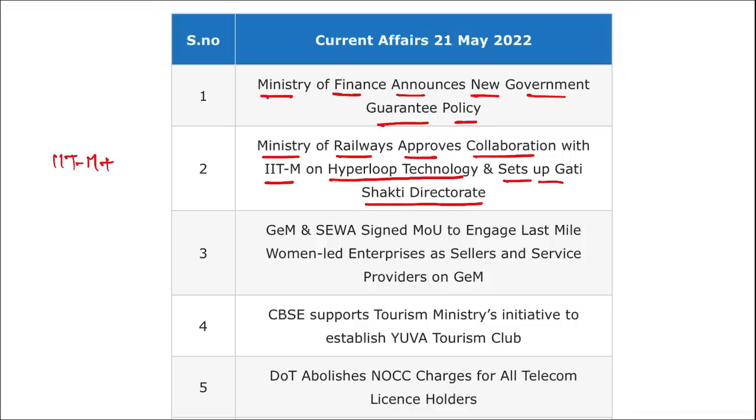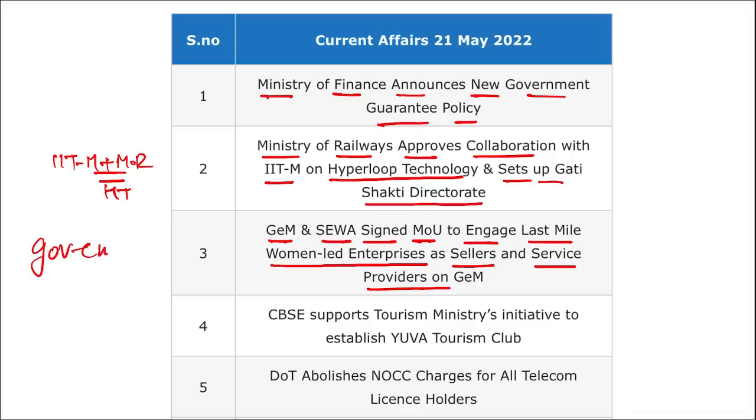IIT Madras along with the Ministry of Railways will be working on Hyperloop technology. Then GEM and SEWA have signed an MOU to engage last mile women-led enterprises as sellers and service providers on GEM. What is GEM and SEWA? GEM is your Government e-Marketplace, and SEWA is your Self-Employed Women's Association in New Delhi. Recently, they have signed an MOU to engage the last mile women-led enterprises as sellers and service providers in GEM.